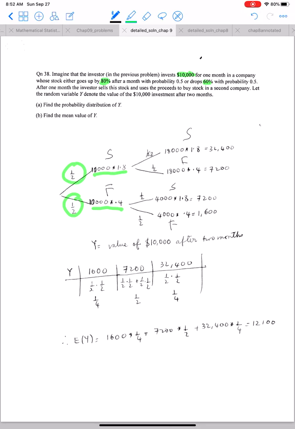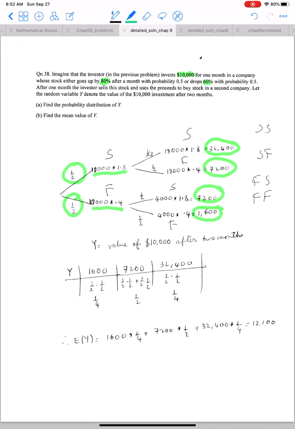failure. So I can have either success when it goes up both times, or success then failure, goes up once, falls later, or failure then success, first falls, then rises, and then failure, which is drops both times. So now, based on this, my final values are 32,400, 7,200, 7,200, or 1,600.